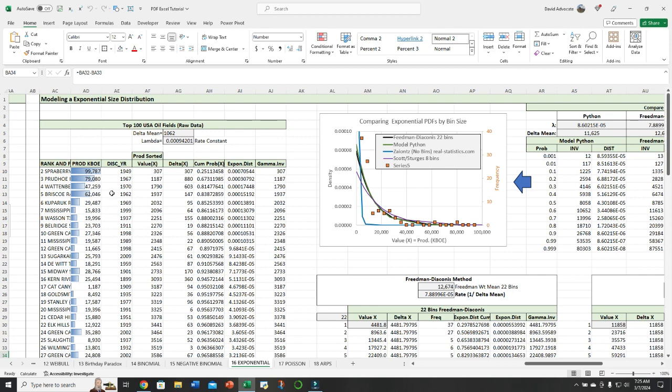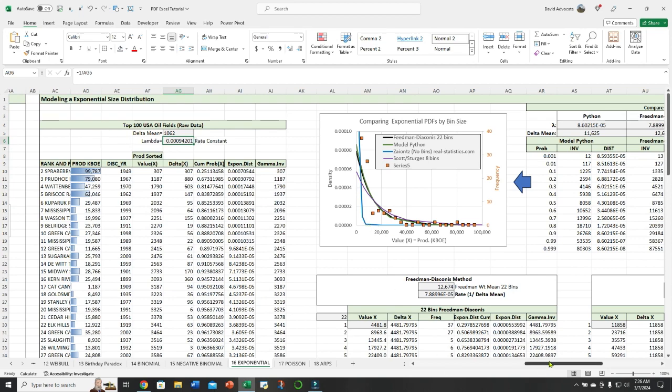So here's the data, and here I've sorted the data from smallest to largest, calculated the delta, then used the exponential dist functions to get the cumulative and the inverse values, and here I've used that gamma function again to check the values. Then I've calculated the mean delta and just taken 1 over the mean delta to get the lambda, or the rate constant.